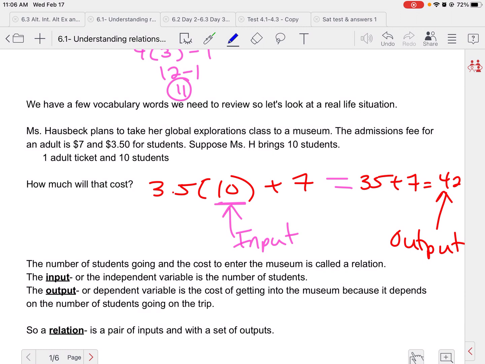So again, the number of students going and the cost to enter the museum is called a relation because the more students I bring, the higher my cost to go would be. The fewer students I bring, the less my cost would be. So the input or the independent variable is the number of students, like we just said. The output or the dependent variable, because the cost depends on how many students I'm going to bring.